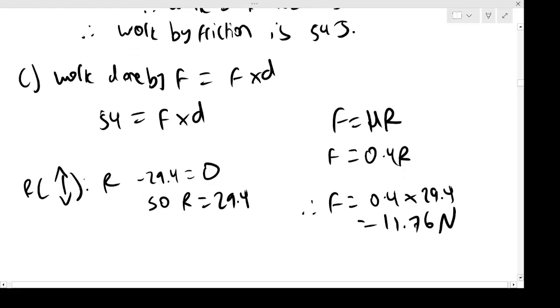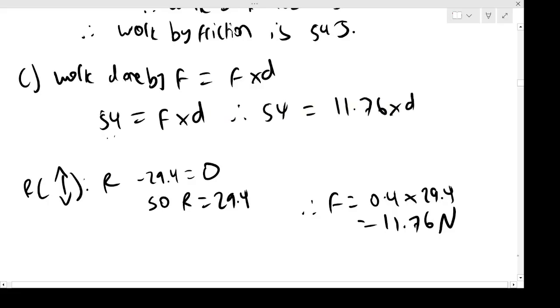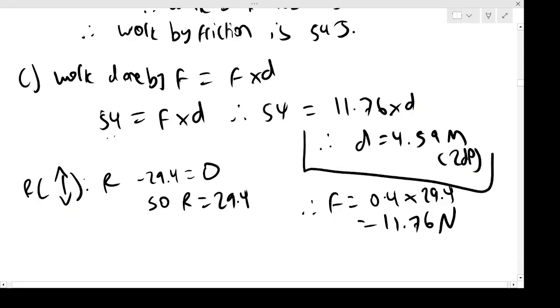Okay, so we're nearly there. So now we can look at this formula again and say that 54, in fact I'll get rid of this now, that 54 is equal to F, which is 11.76, times D. Therefore, D, the distance, is 54 divided by 11.76, which gets me 4.59 meters to 2 decimal places. And there we are. That's the distance between the 2 points.